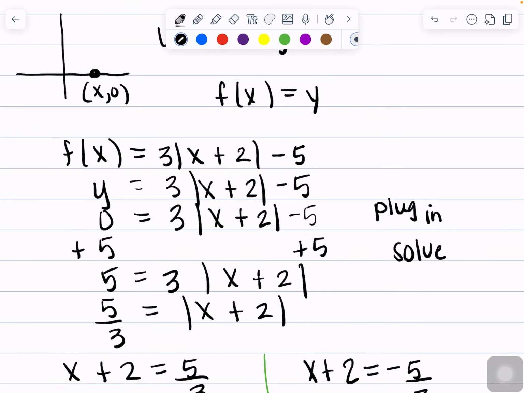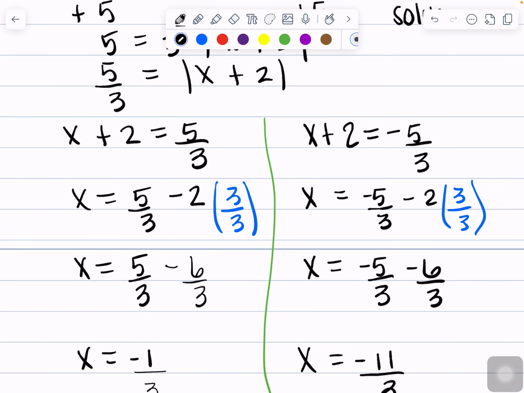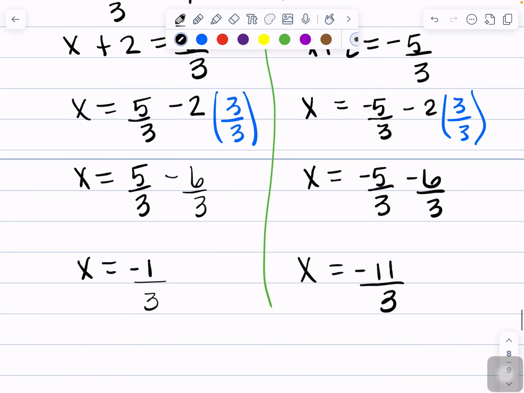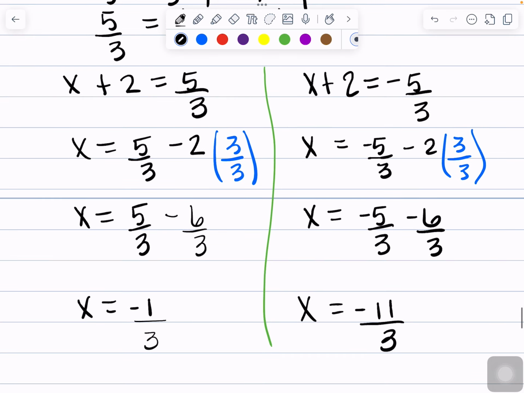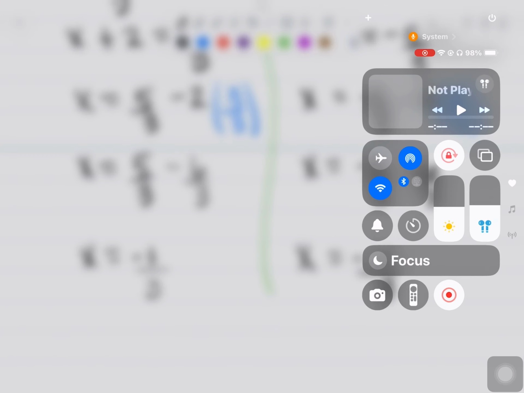We're going to get that absolute value by itself first by adding 5 and dividing by 3. So we set our absolute value up to equal 5 over 3, and also negative 5 over 3. What's inside the absolute value stays exactly the same. So we subtract 2 to get x by itself, get a common denominator, and it gives our 2 answers. And that is the end.